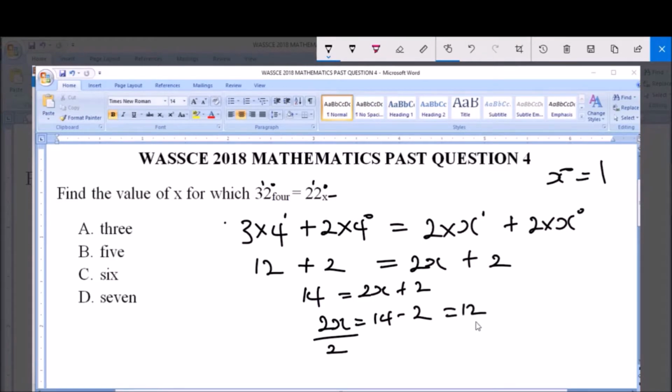Divide both sides by the coefficient of x, which is 2. We cancel this 2, liberating x. Now 2 into 12 will give us 6. So x is equal to 6, meaning that 32 base 4 is equal to 22 base 6. So the answer to this question is option C.